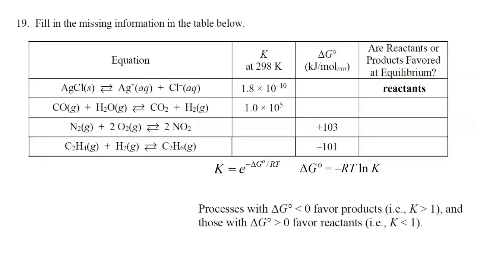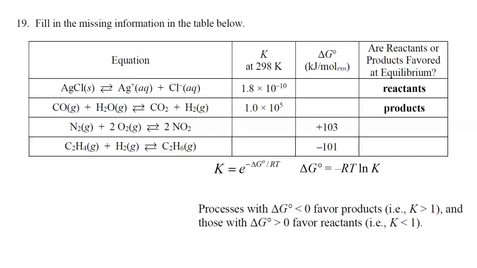In the next equation, between carbon monoxide, CO, and water vapor, the value of K at 298 kelvins is a large number. It's 10 to the 5th power. So when K is greater than 1, the products are favored.